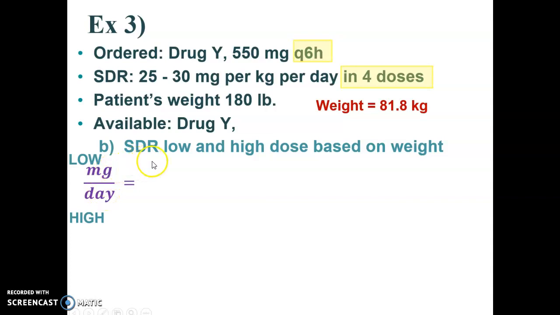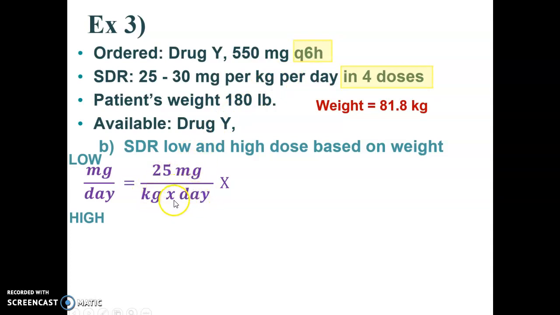Now, that means that we need milligrams for our first fraction. Grab that from the safe dosage range. Safe dosage range says 25 milligrams per kilogram per day. I'm going to ignore the 30 for a little bit. We'll do that down here in the high part. So we're going to pull in our 25 milligrams. Now, it did say per kilogram and per day, so put both of those at the bottom of that first fraction. 25 milligrams per kilogram per day.